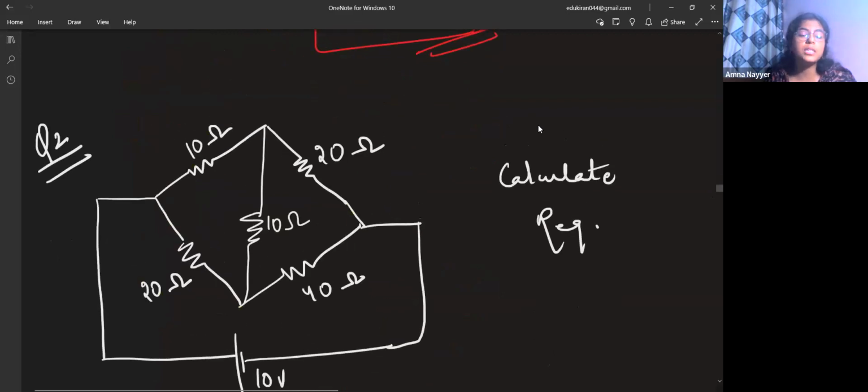See, just one last topic for today, that is the case of Wheatstone bridge. I have discussed this with you in capacitors, but I wanted to discuss it again in resistors because this is asked.